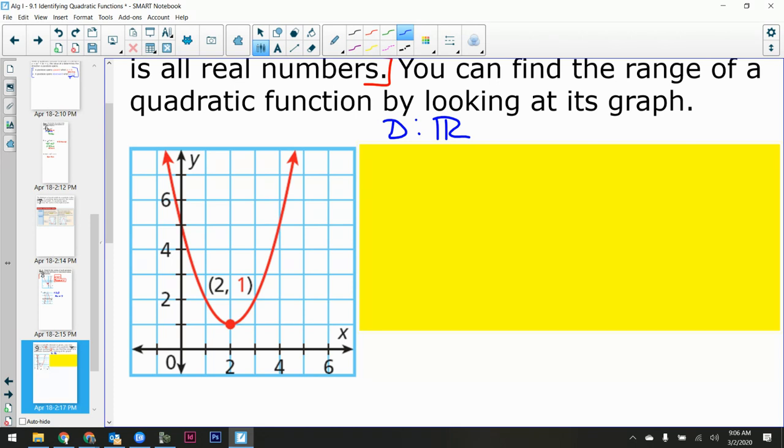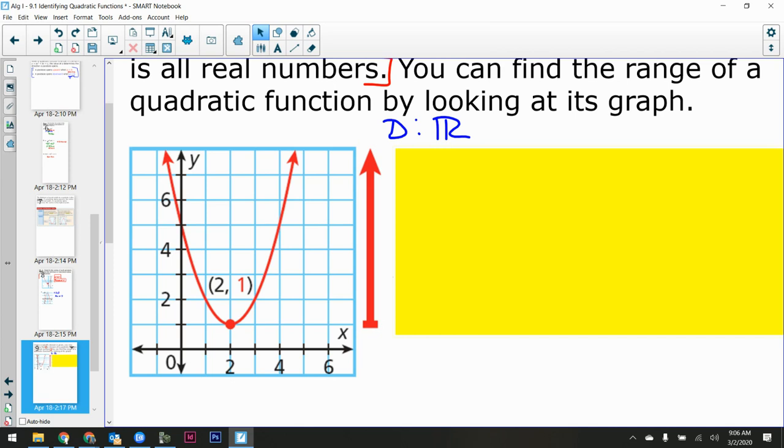Okay, so what's the range? Now, think about y values, right? Do I have a possible y value at 0? What about -1? Is there anything down there at -1? What about -2? No. What about +1? Yeah. What about +2? Yeah. +3? Yes. So where do I start? I start at my minimum point. And I want all values above that, right? The arrow is going to look like that. I want all values above this line.